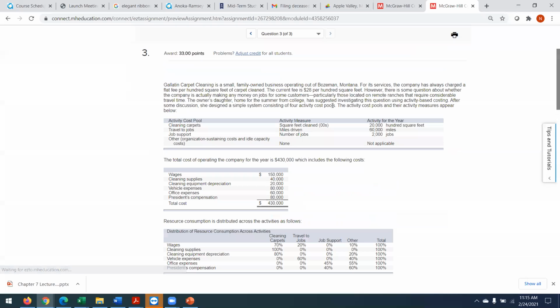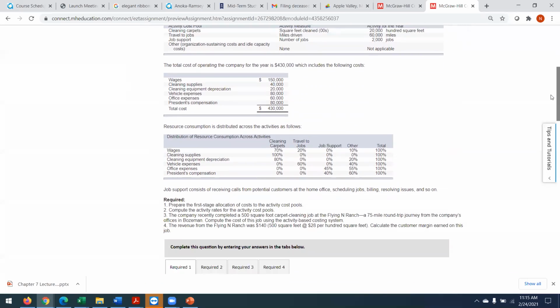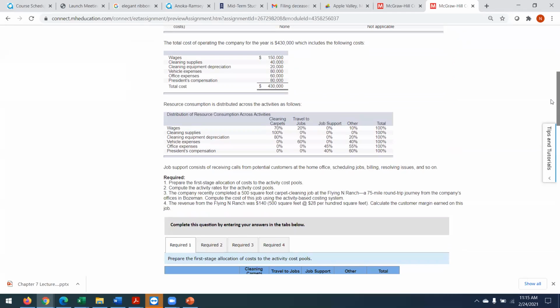And last, we've got Gallatin Carpet Cleaning. They want you again to do the first stage allocation cost, compute the activity rates. The company recently completed a big carpet job. The revenue from Flying Ranch was 140,500 square feet at $28 per 100 square feet. Calculate the customer margin earned.